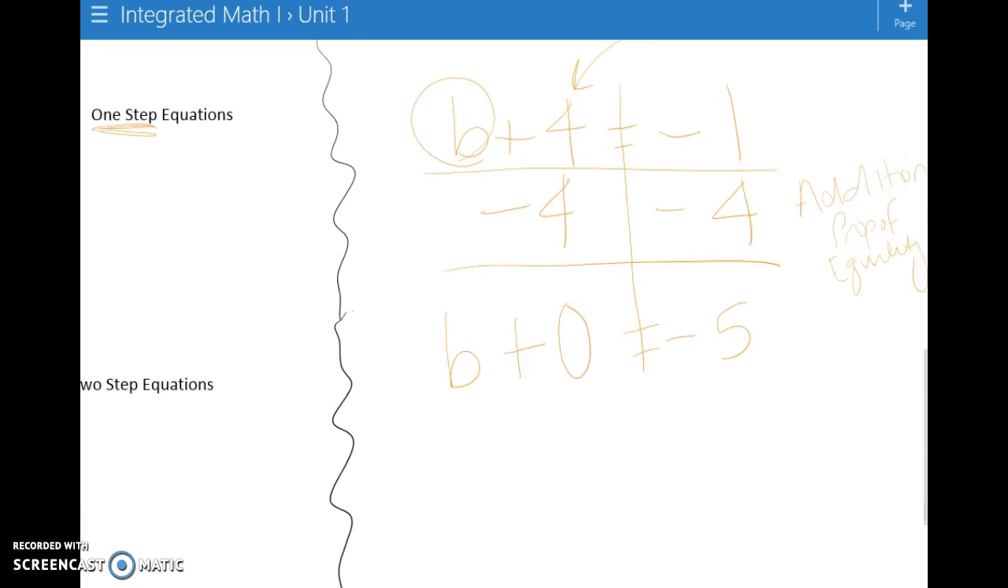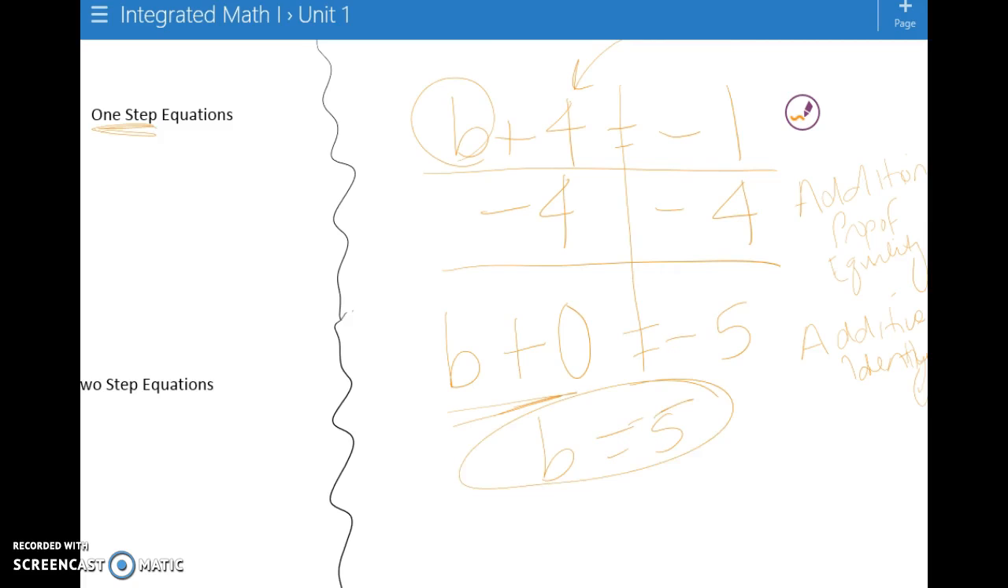So if b plus 0 is -5, okay. Well, I can simplify that, right? Because my additive identity tells me that if I add anything by 0, it just equals that thing, right? So b plus 0 is just b, and b equals -5. So I just solved the equation.